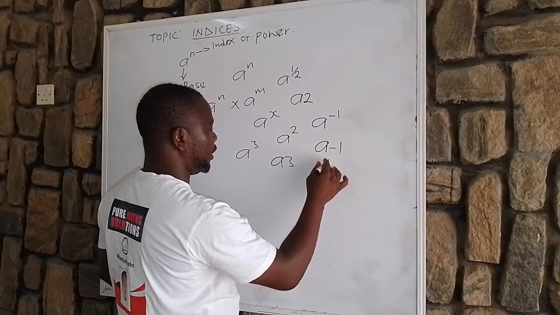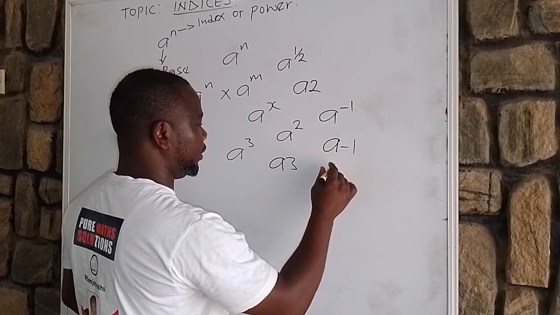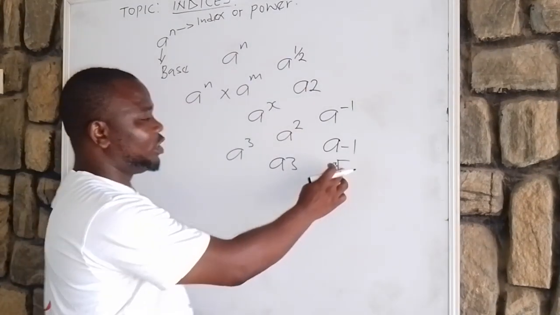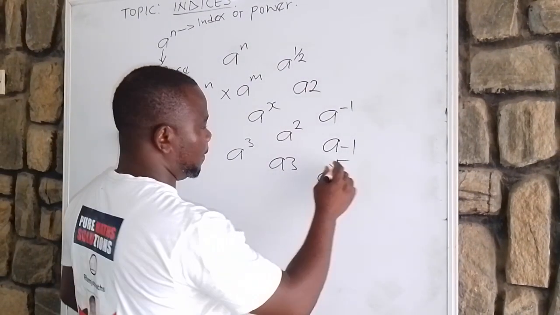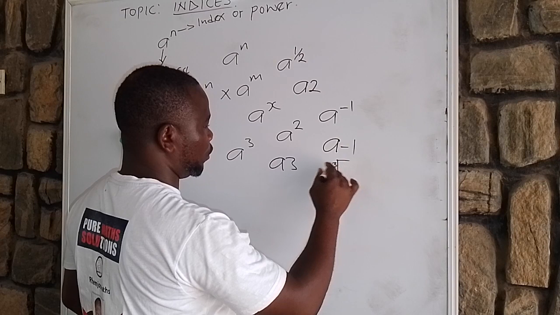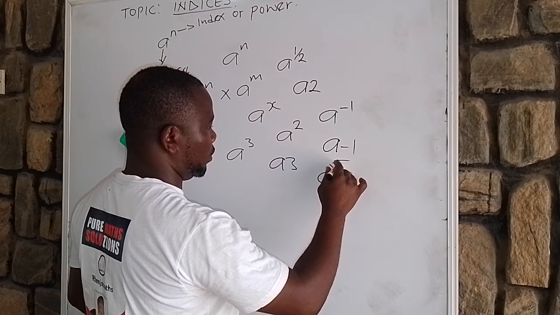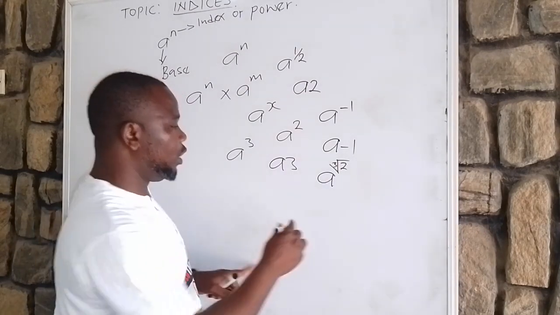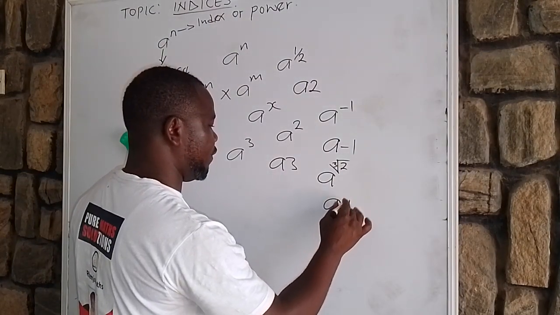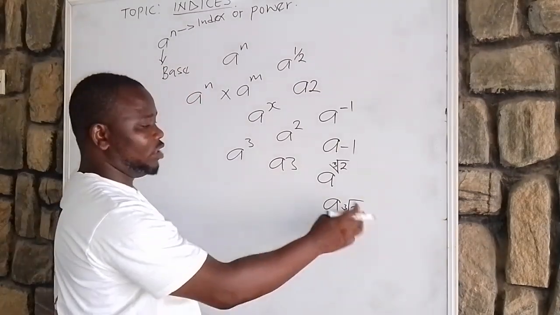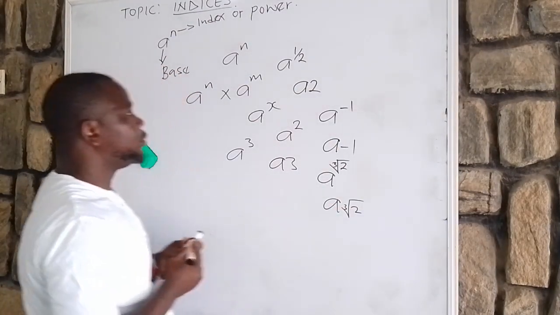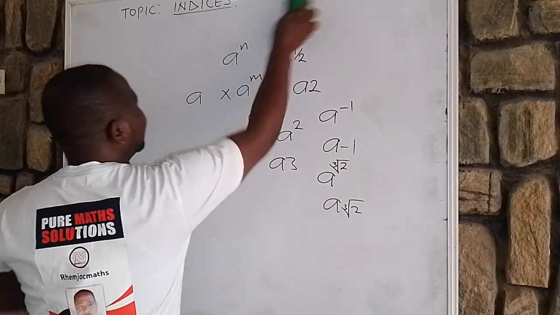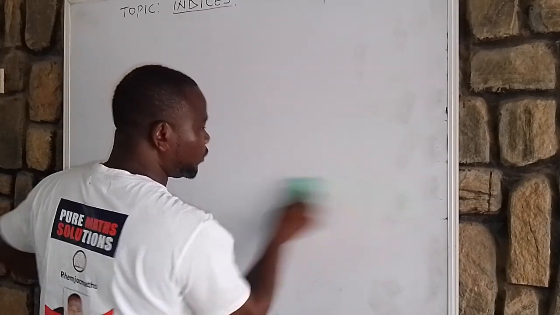What if we have it in this one again? This is a raised to the power of cube root of 2. Not this. Don't ever try it. This is a cube root of 2. Is that clear? So let us go deep into indices. Okay? Do you understand?